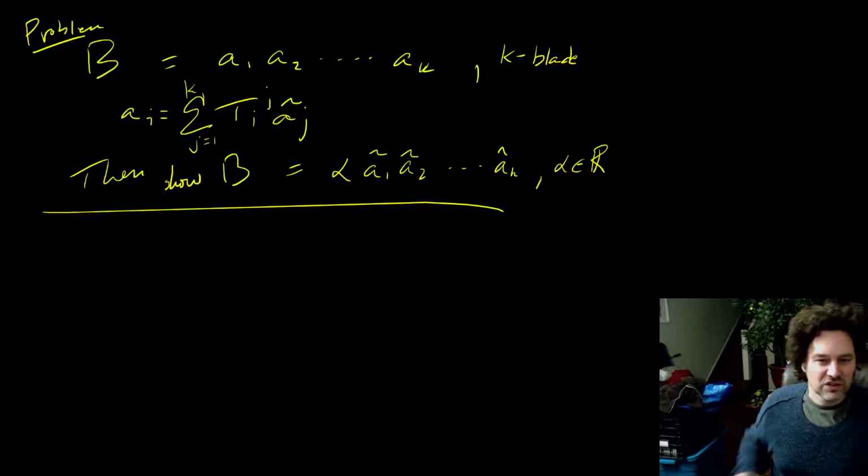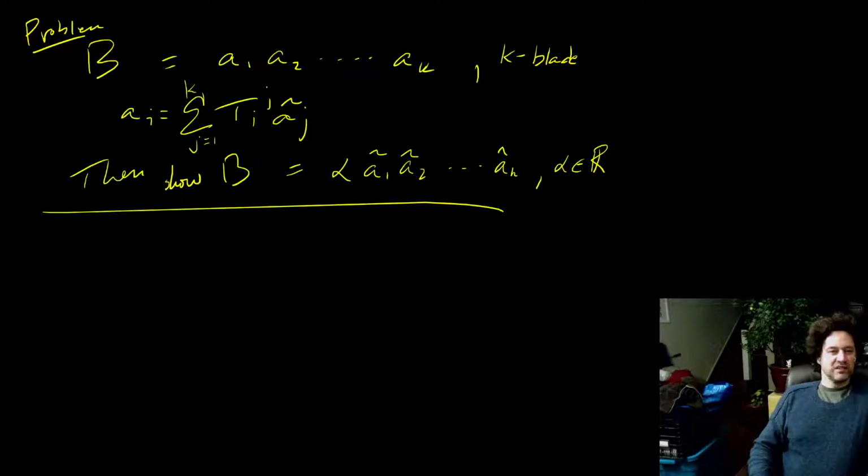So the proposition was that if B is a k-blade, that means that it is the product of k vectors, each orthogonal, but not necessarily orthonormal. If you make some transformation to some other basis, then the resulting blade can be expressed as some constant times all the in-sequence set of basis vectors for each of the k-blades in the alternate basis.